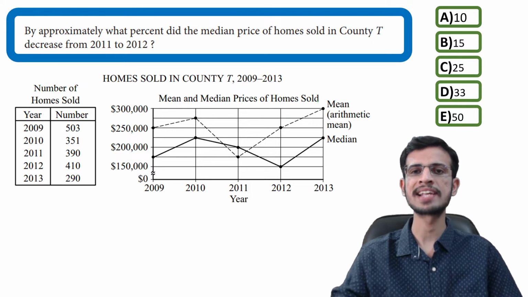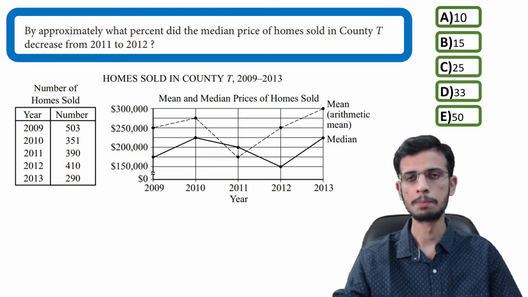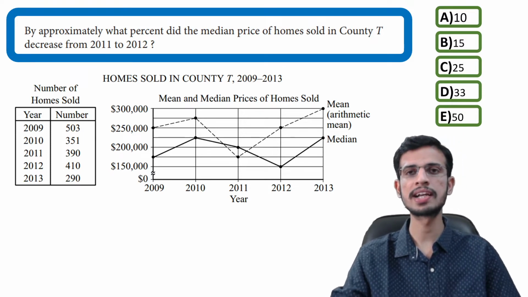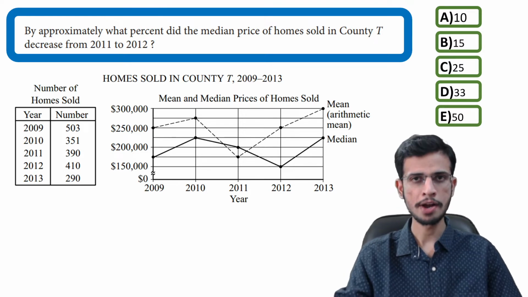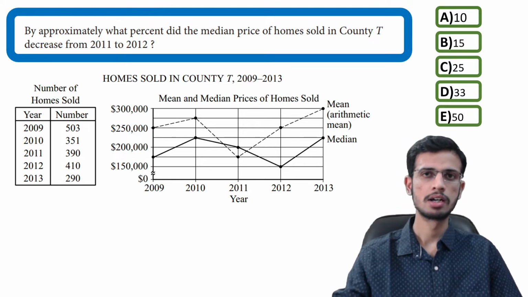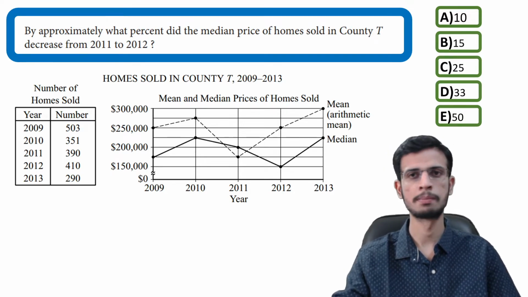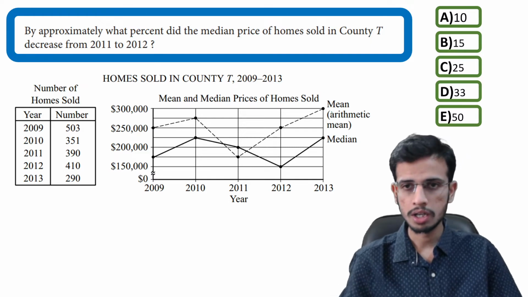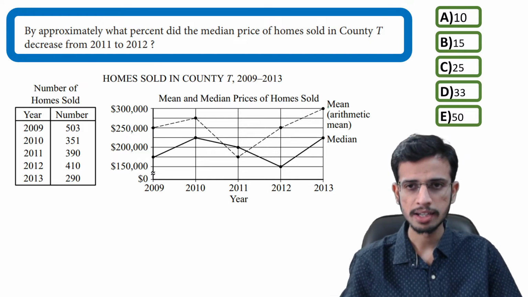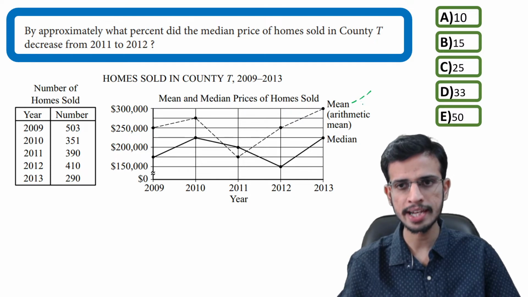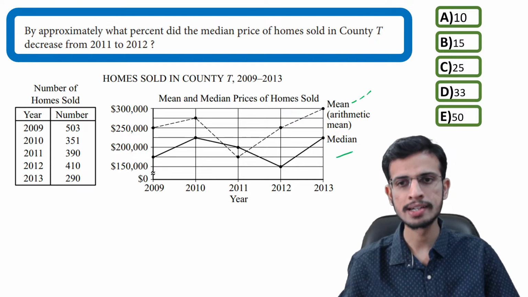What is the average price of homes sold? What is the median price? We covered median in an earlier video. Median is the physically middle observation when you arrange numbers in ascending order, and mean is the arithmetic mean value, the sum of the numbers divided by the total count. They have represented the mean with a dotted line and the median with a solid line.